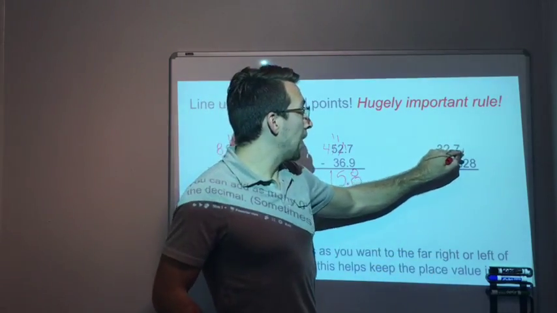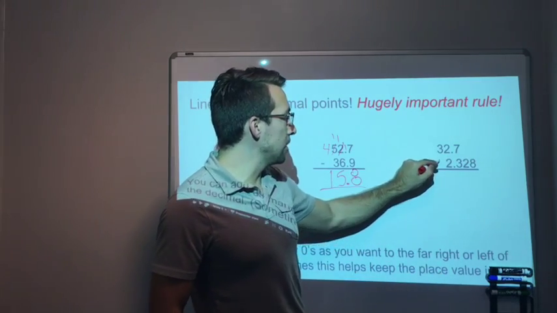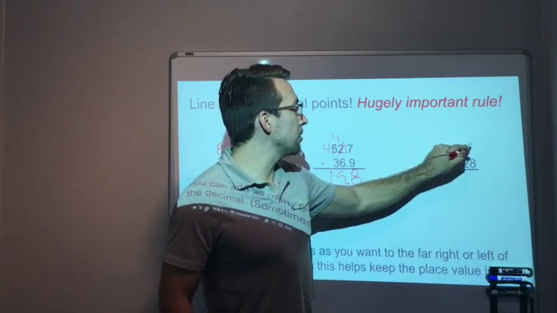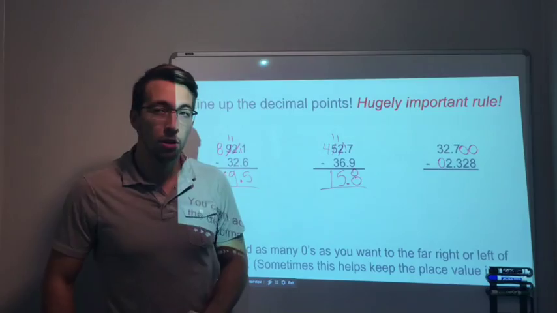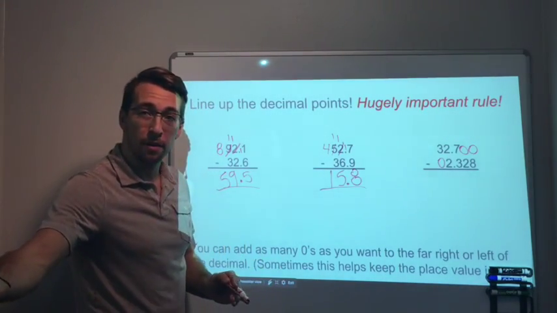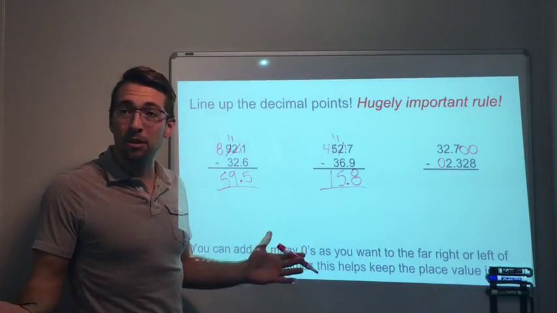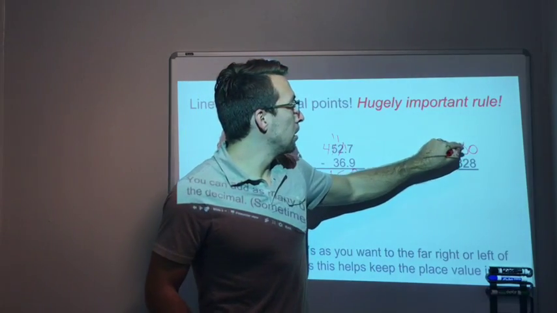And then, whoa! It doesn't match. How do I do this? We can add zeros. Remember, we can add zeros. So we add zeros to the right. 0 minus 8, we can't do that. So we have to borrow.